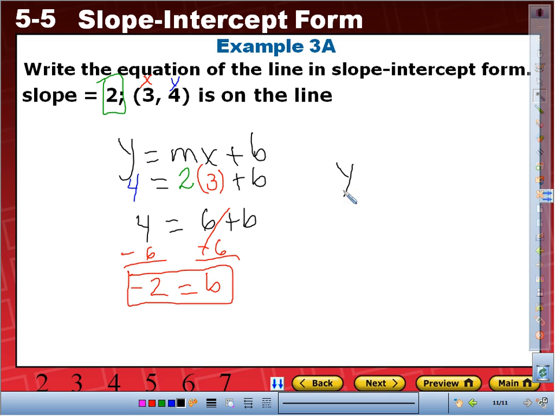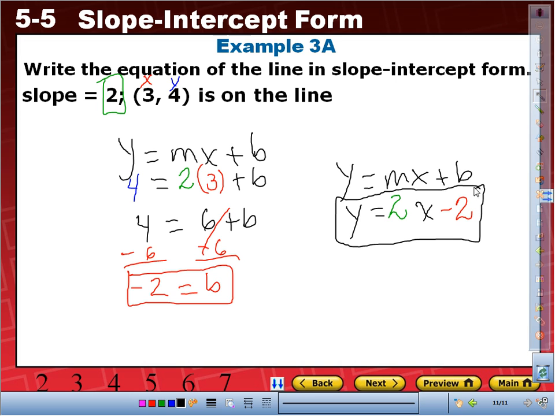Here it goes again. y equals mx plus b. My slope, we said, is 2. And my y-intercept, we said, is what? -2. So my equation is y equals 2x minus 2. Copy that, please.